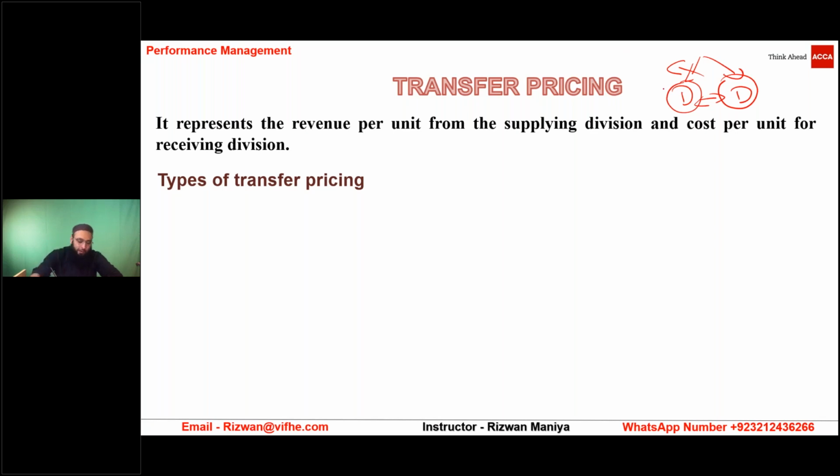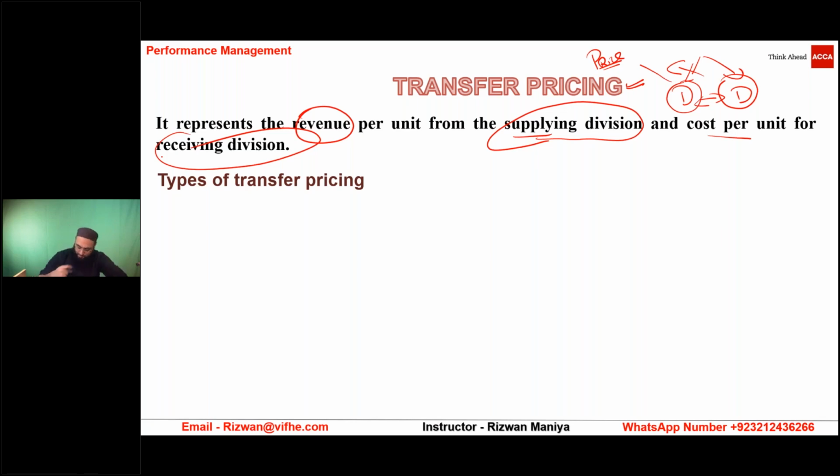Okay. So as I said, same company, 2 divisions, when they buy and sell components like semi-finished products, the price at which they are buying and selling is known as transfer price. That's it. You call this a selling price when you sell in the external market, and transfer price when you sell internally. So it represents revenue for the supplying division and cost for the receiving division.